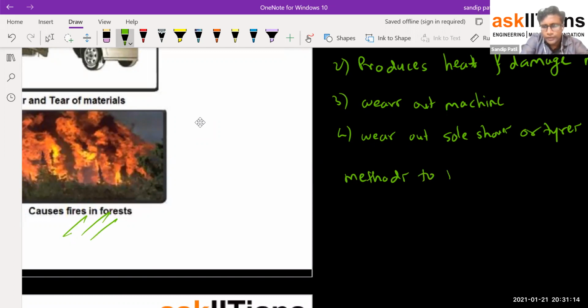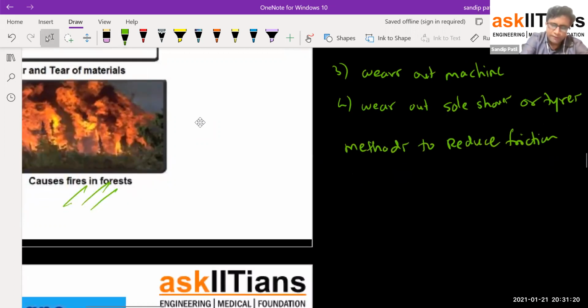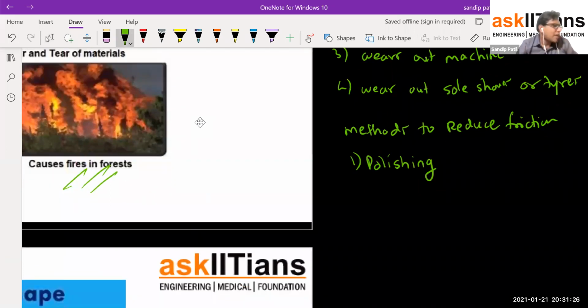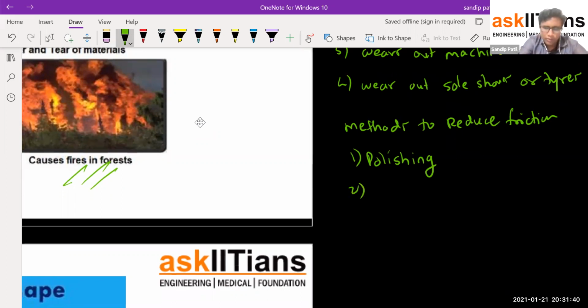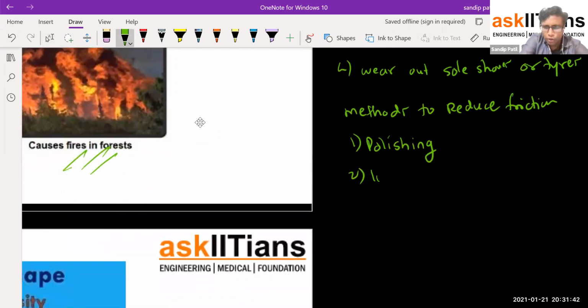So, methods to reduce friction. What can we do to reduce friction? First of all, we can polish the surface. Polishing means, if you have had some furniture work in your home, they have sandpaper and they polish that wooden surface to make it smooth. That is called polishing. So smoothing of any surface is polishing. Then we can use lubricants.